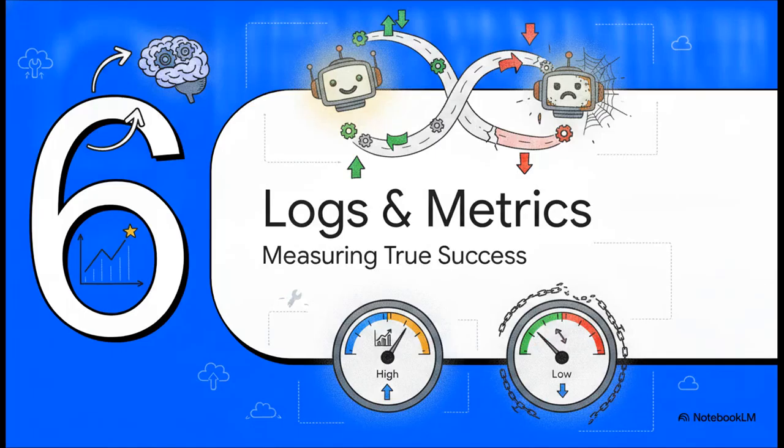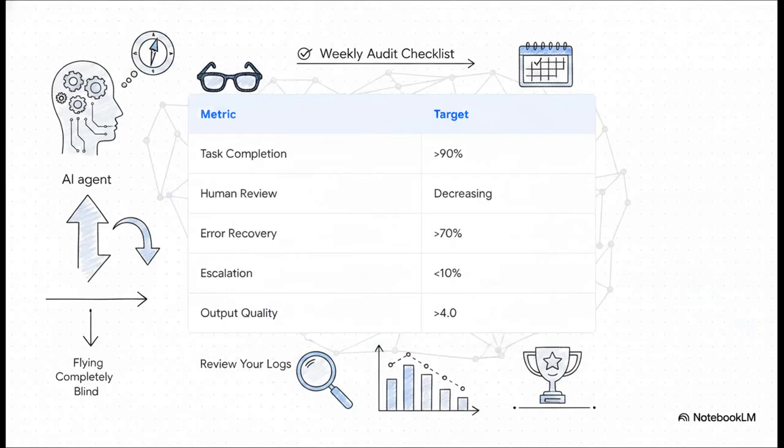And finally, Section 6, Log Auditing and Metrics, how we actually measure success. You need a strict weekly audit checklist. You sit down, review your logs, and track these exact metrics. Your task completion rate needs to be over 90%. Your human review rate, like the amount of times you actually have to step in and fix a mess, should be decreasing week over week. You want an error recovery rate above 70%, an escalation rate below 10%, and a human-rated output quality score above a 4.0 average. Honestly, if you cannot fill in this table for your active agent, you are flying completely blind.